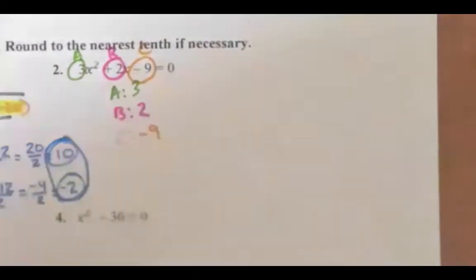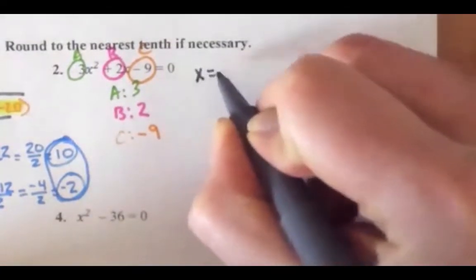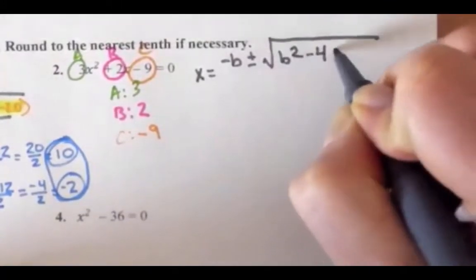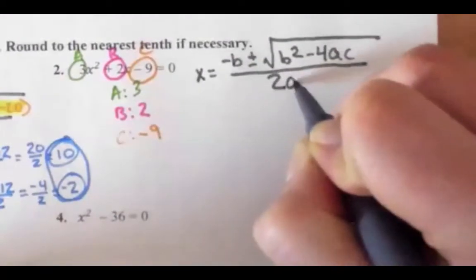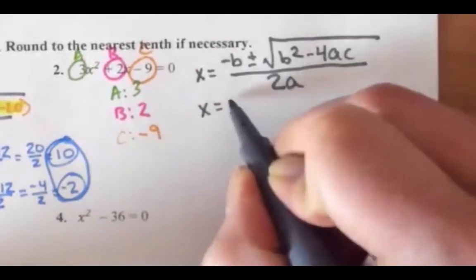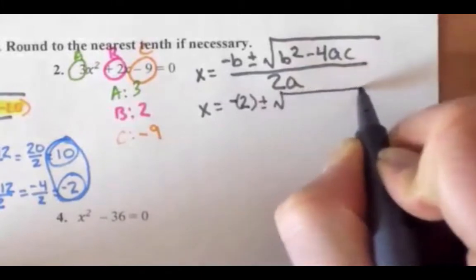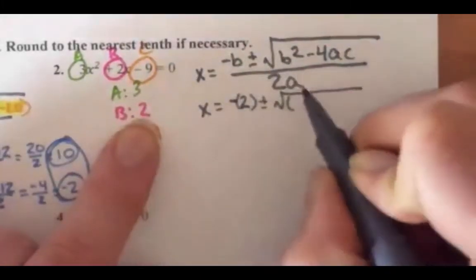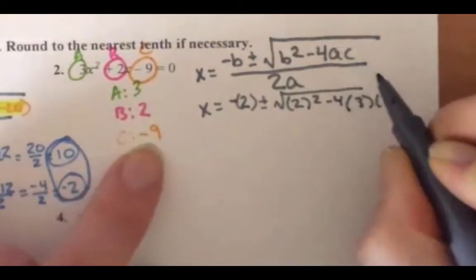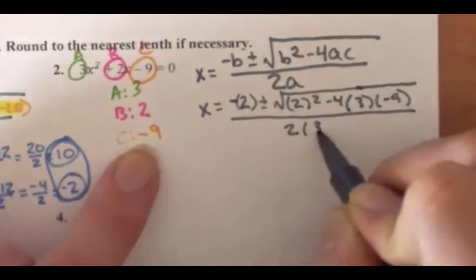Feel free to pause the video if you need a minute just to kind of take this in. So I start out with x equals -b plus and minus the square root of b squared minus 4ac all over 2a. At the top of your paper, plug in for your letters. X equals negative, b this time is 2, plus and minus the square root of b squared, so that's 2 squared minus 4 times a is 3 times c is -9 all over 2 times 3.